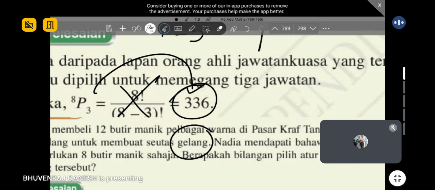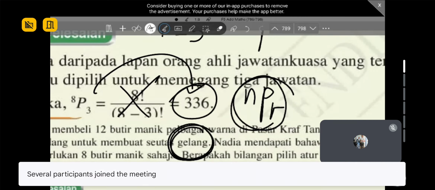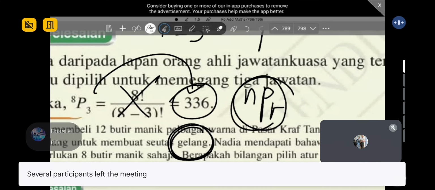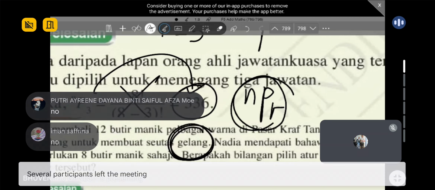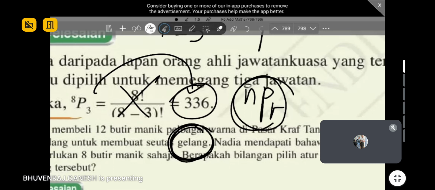Berapakah bilangan pilih atur? Okay, guys, what is the formula we are using here? Can anyone tell me? This one is special because we are talking about gelang or necklace in English. So can we use the nPr? Adakah kita boleh guna rumus ni? Yes or no? Can we directly say 12P8 equals the answer? Okay, very good. So what is the formula? Anyone remember the rumus when we talk about gelang? There is a specific formula that you all need to know. Not given in the exam.